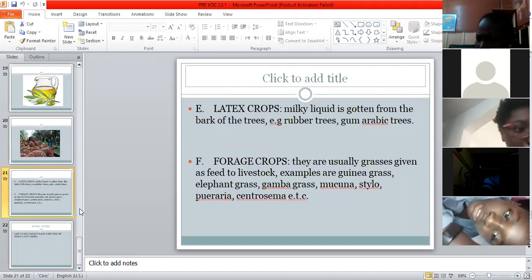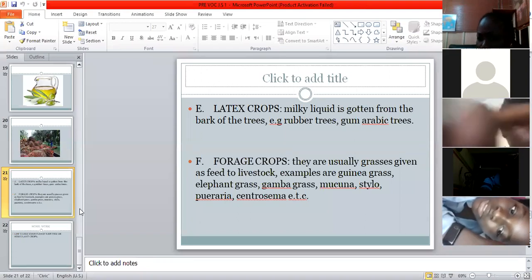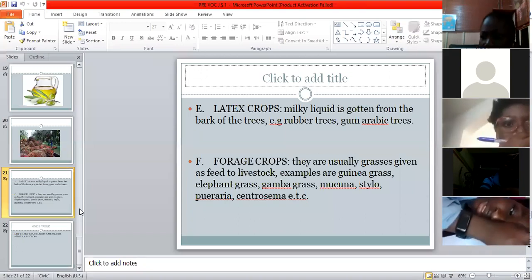Then someone said, okay, are we going to copy after the class? Yes. When we resume by the grace of God, you will definitely copy the notes.